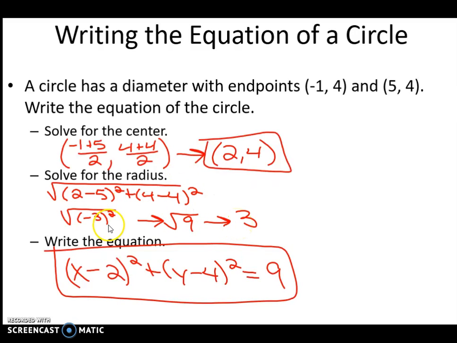So if I do the math, I get negative 3 for this part, squared, which is positive 9. The square root of 9 is 3. So that's my radius. Once you have the center by using the midpoint formula, you're going to find the radius by square rooting this part of the equation. And then if you want to write the equation, use the center and the radius to write the equation of a circle: (x minus 2) squared plus (y minus 4) squared equals 3 squared, which is 9.